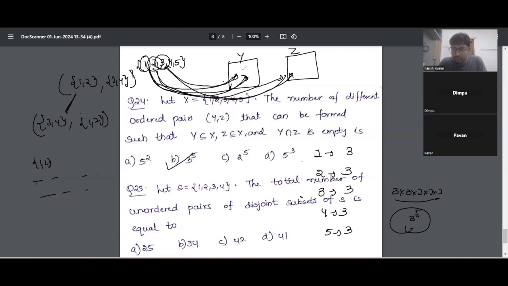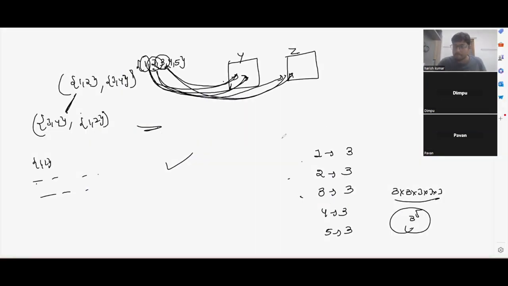Understood? What is the meaning of ordered pair? Ordered pair means order is important. Whichever you write first or whichever you write second is important.